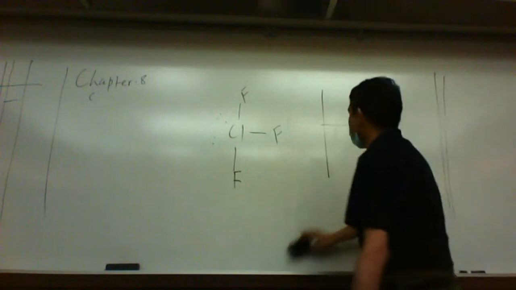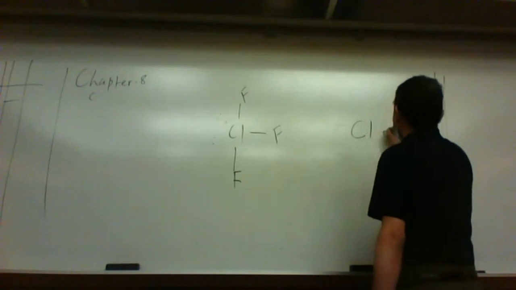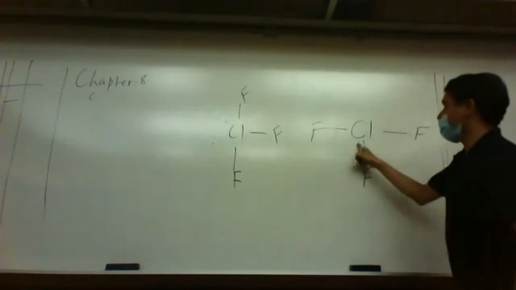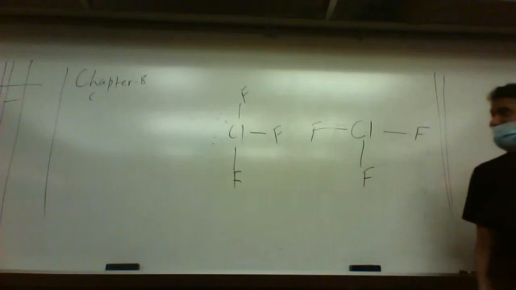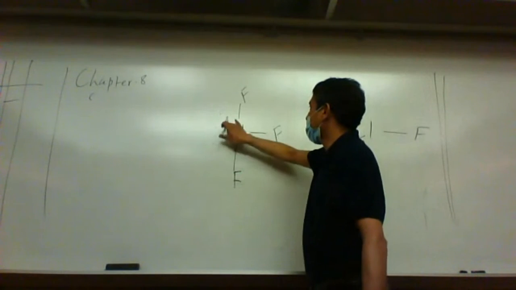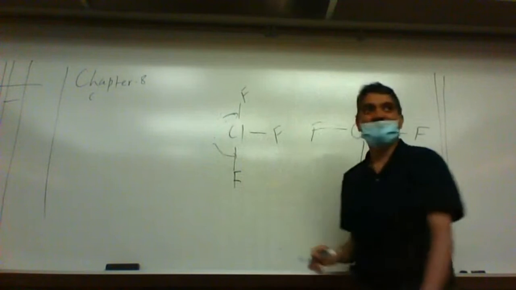Good. Or you could write it another way. If you want to write it another way, Cl here, and this F, you could put this F here and this F here. So again, it looks like a T shape. ClF3 looks like a T shape. And there are two electron pairs here, and two electron pairs here. They slightly push this down, they slightly push this down. So it is a little bit bent.